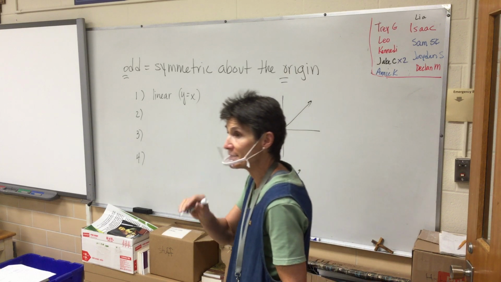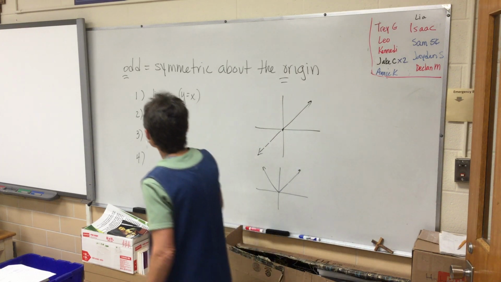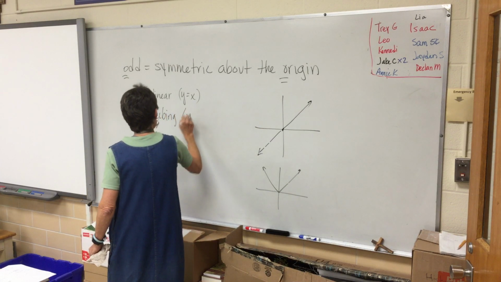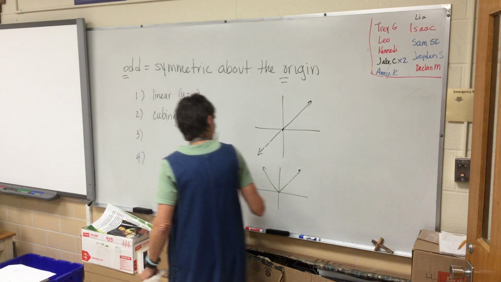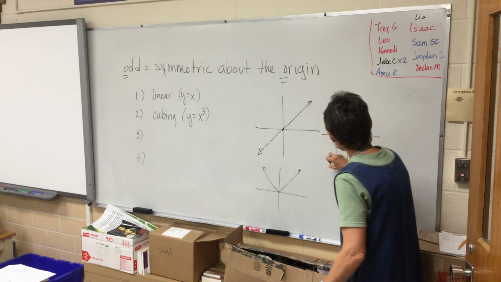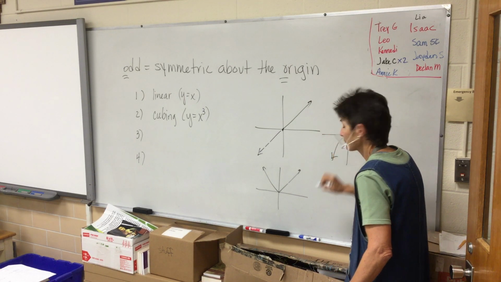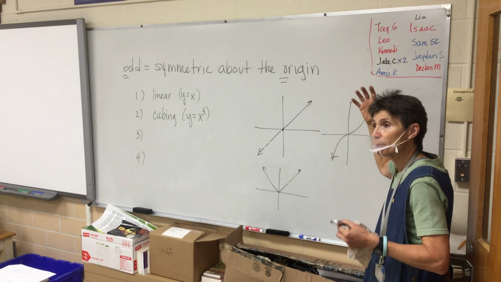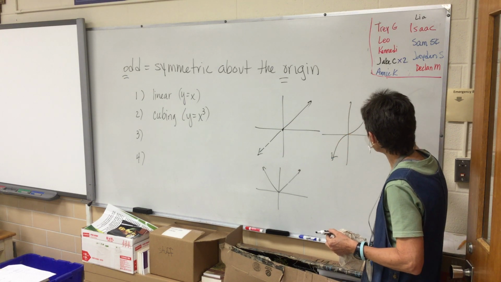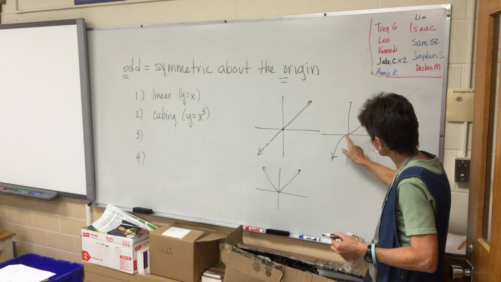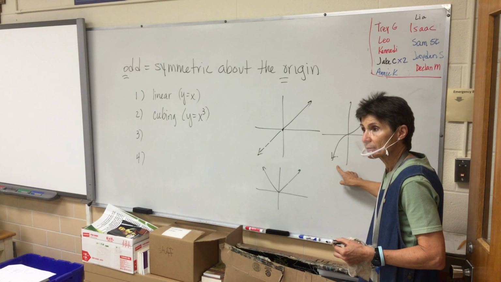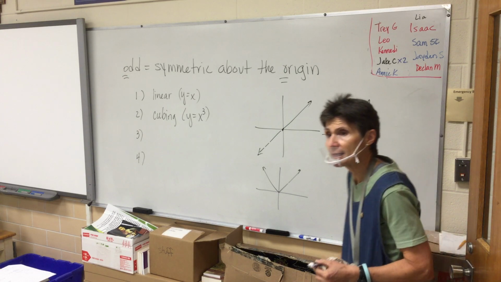Can you think of it, Jameson? Cubing, absolutely. The cubing function, which is y equals x cubed, that one is because it looks like this. Imagine if you took some paint and you painted this. When you folded it across the origin, its imprint would be here. Very good. Can you find another one?